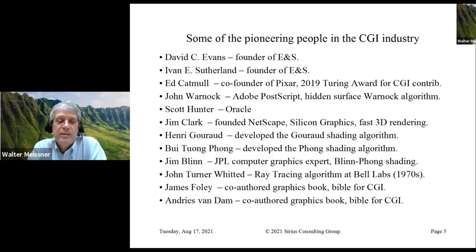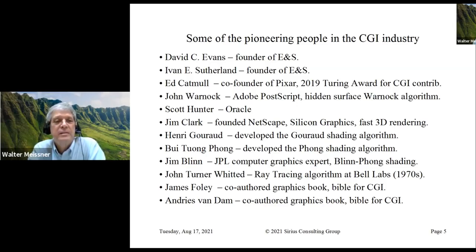Now, anybody working in this field will quickly learn who some of the pioneering people in the CGI industry are. There's Evans and Sutherland, who founded the company Evans and Sutherland. Ivan Sutherland was really the key person. He had a degree from MIT, and I think he came out to the University of Utah. And just about all these other people, even if they got degrees somewhere else, came to the University of Utah and got their PhD in either EE or CS or physics or whatever, and made significant contributions to computer graphics. So that was like the place to be.